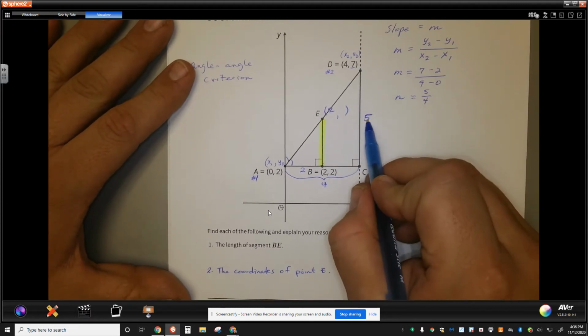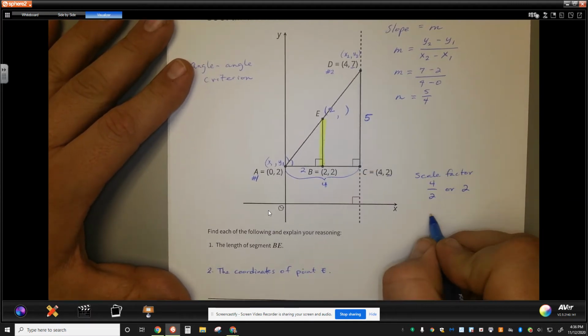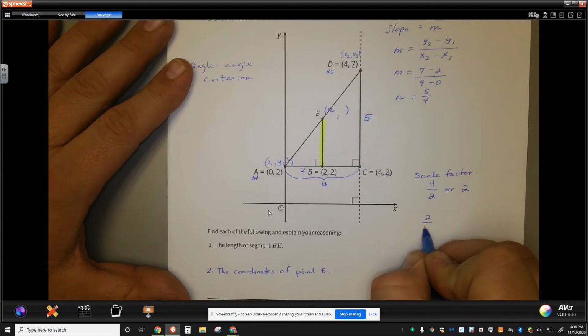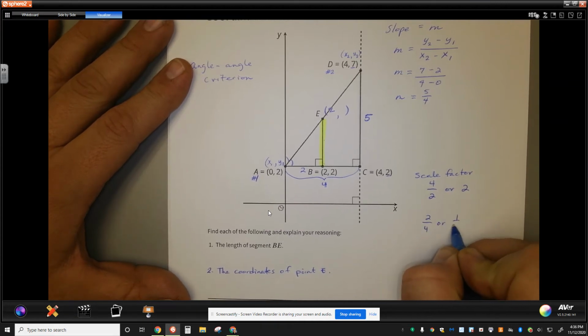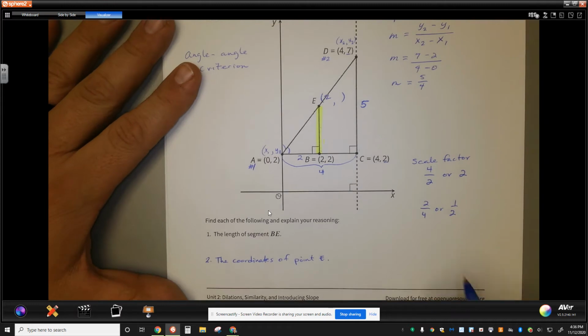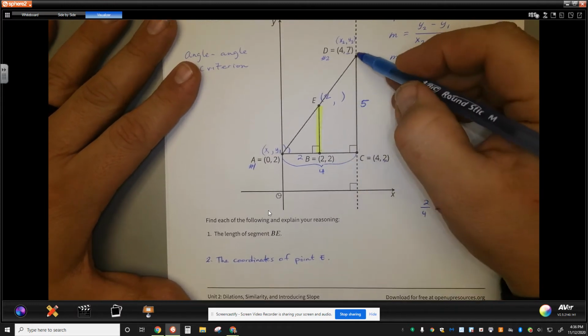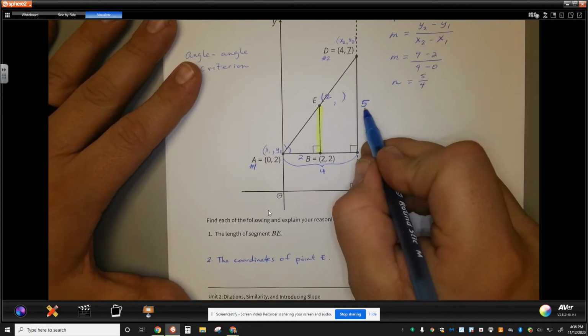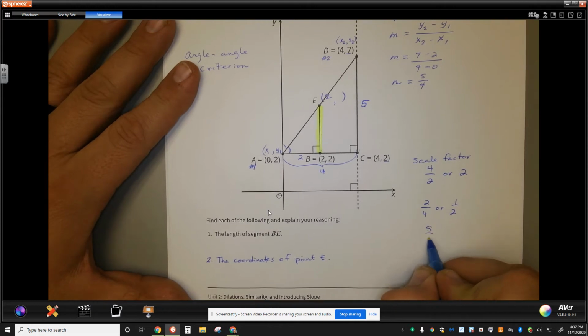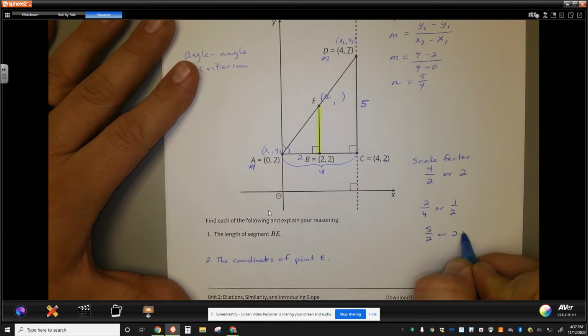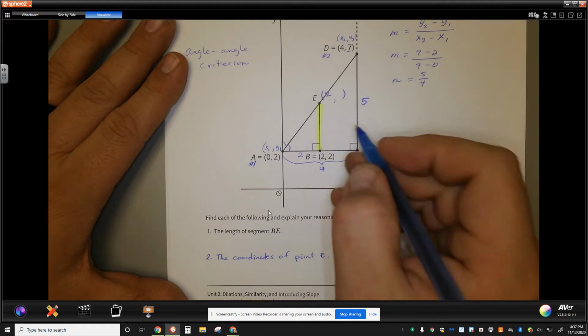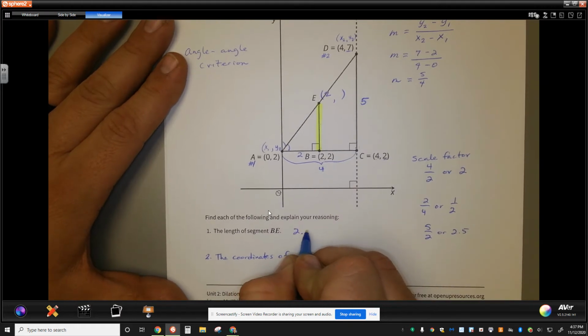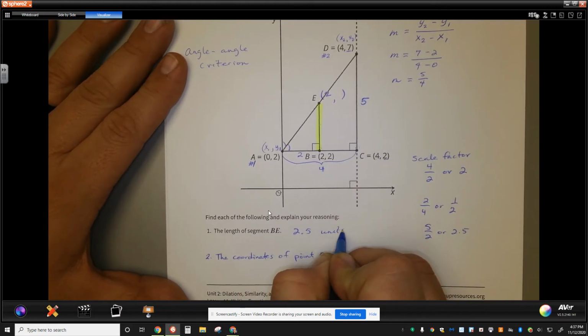In this case, since we have the larger to the smaller, we should recognize that as the smaller scale factor of 1/2. And so I can take my distance right here of DC and cut that length in half to give me 5/2, or 2 5/10. That makes the length of segment BE 2 5/10 units long.